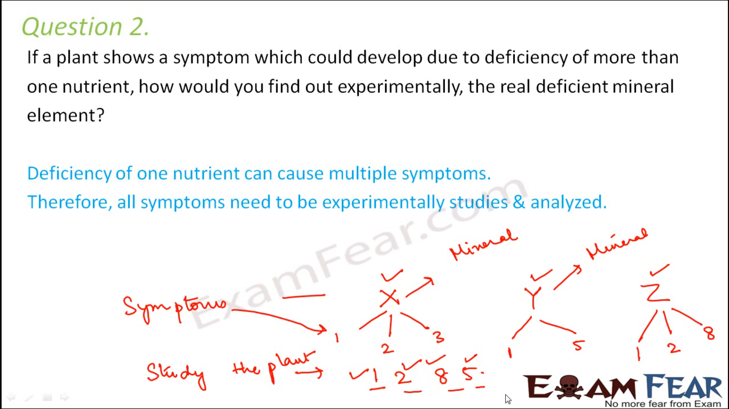So we can say that maybe the plant has deficiency of more than one mineral, but the mineral which is required the most right now is Z, because if you provide Z mineral to this plant, at least 1, 2 and 8 will get rectified. These 3 symptoms will get rectified. So that means you first have to analyze what all symptoms are present in the plant. Then you have to make a list of all the symptoms of a particular mineral, and then you have to analyze, looking at the symptoms of the plant, which should be the deficient mineral.